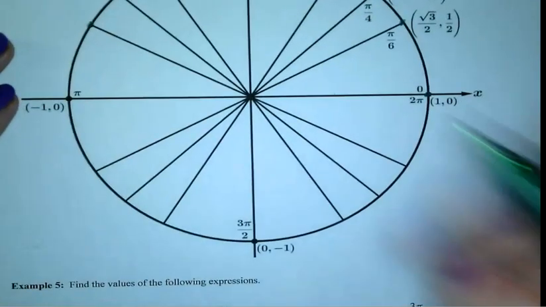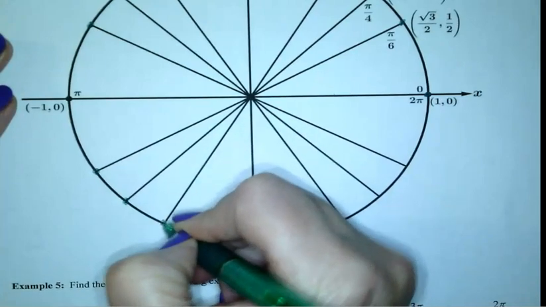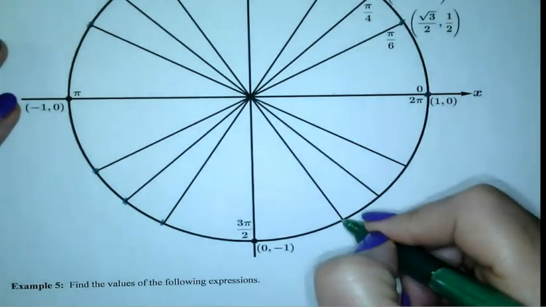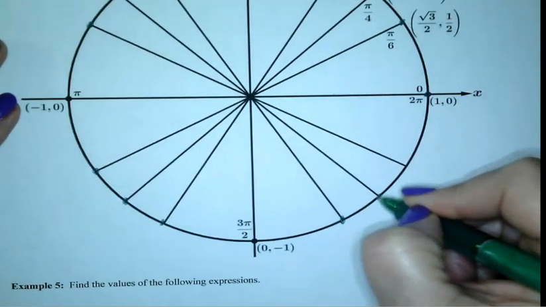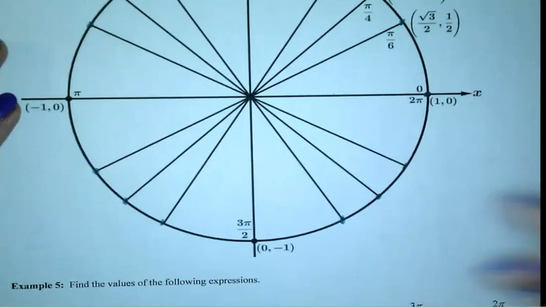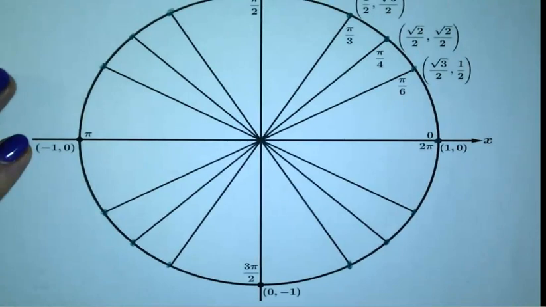And then in quadrant 3, you're going to be looking at these 3 angles, writing their radian measure on the inside and their coordinate on the outside. And then in quadrant 4, you're going to look at these 3 angles, write their radian measure on the inside and the coordinate on the outside. So pause your video and complete your unit circle.